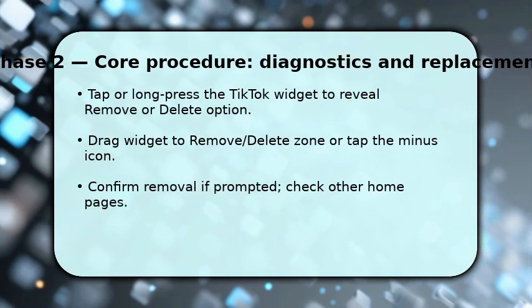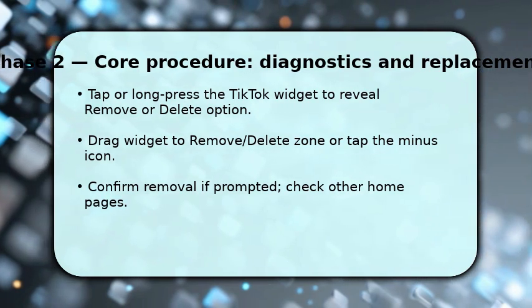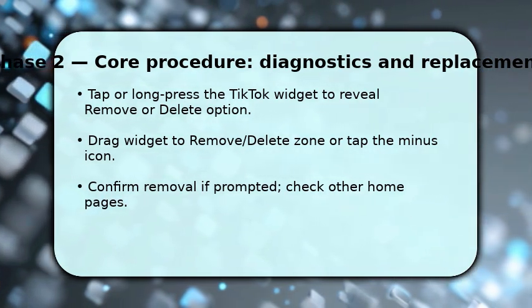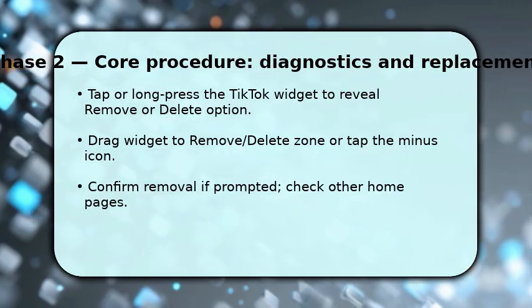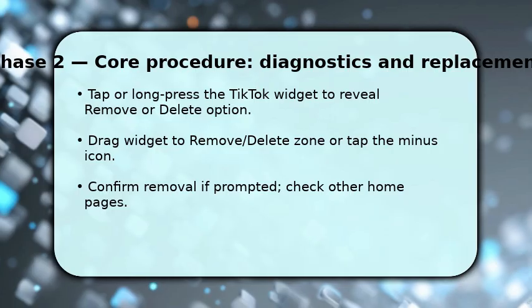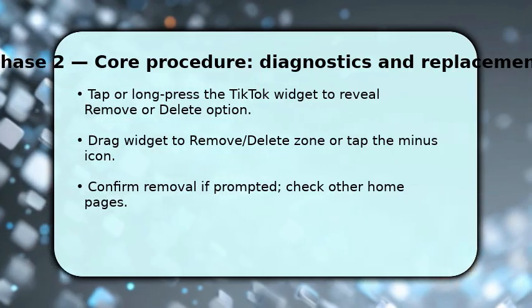Once the widget is visible, press and hold it until contextual options appear. Android typically shows remove or delete, iPhone displays remove widget. Then drag the widget to the remove area or tap the minus icon to delete it from the home screen.